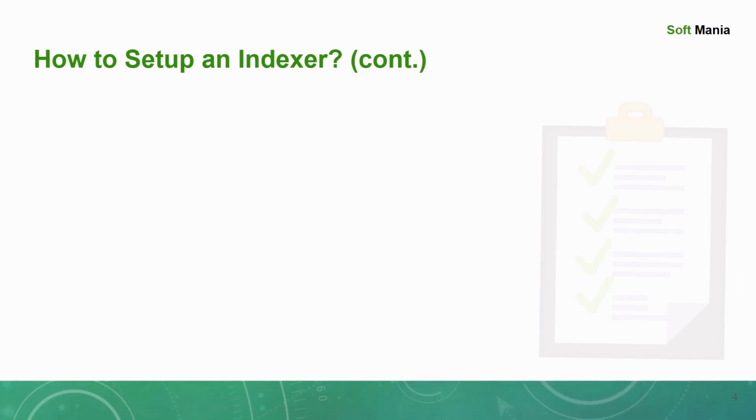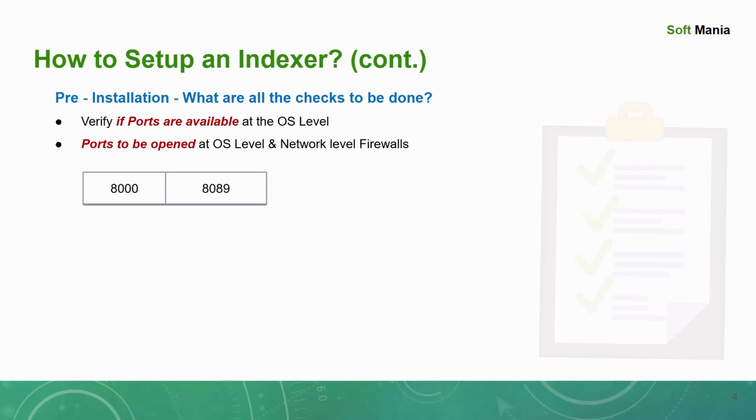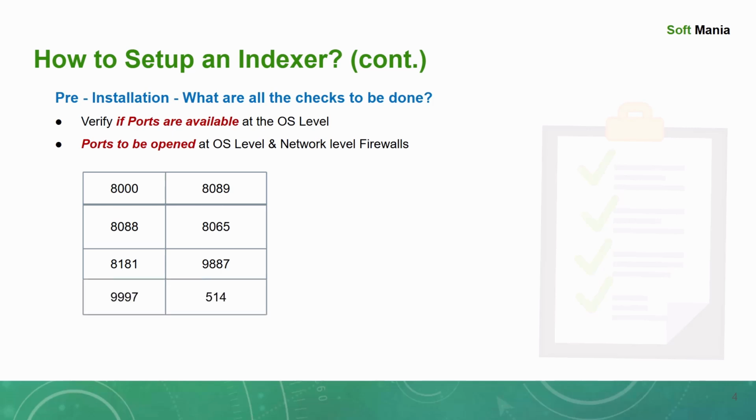Next, we will check the ports availability. There are some default ports that should be open at the OS level and at the network firewall level, which are 8000, 8089, 8088, 8065, 8181, 9887, 9997, 514. These are the commonly used ports. Of course, there are other ports as well, but at this point of time, please make sure all these ports are available at the OS level as well as open at the network firewall level.